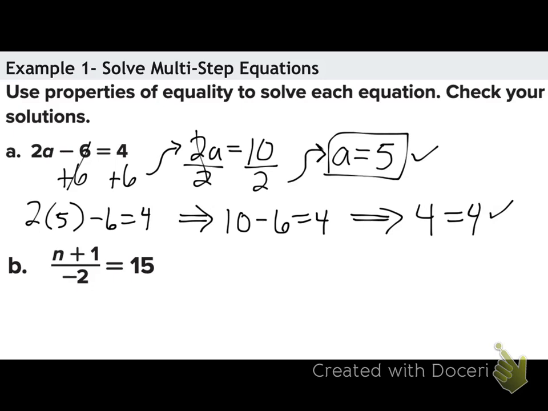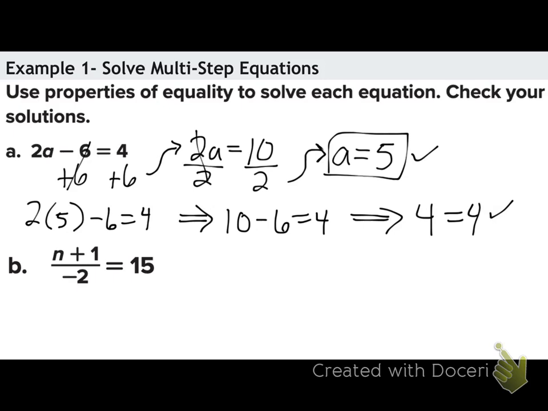So, this is one of those examples where I don't like them saying that you do the reverse of the order of operations. Because I am not able to subtract 1 first here. Because the whole left side of my equation is written as a fraction. So I've got to get rid of that denominator before I can do anything with the numerator. A fraction is just what? Division. So this is n plus 1 divided by negative 2, correct?